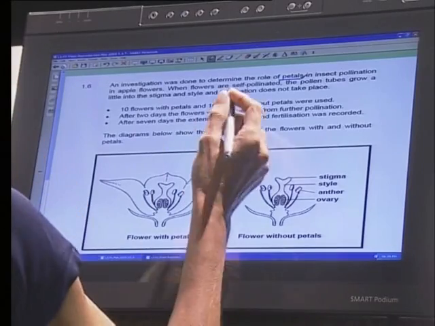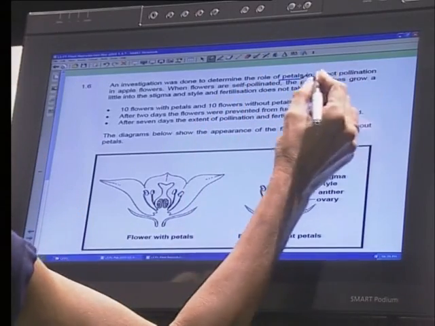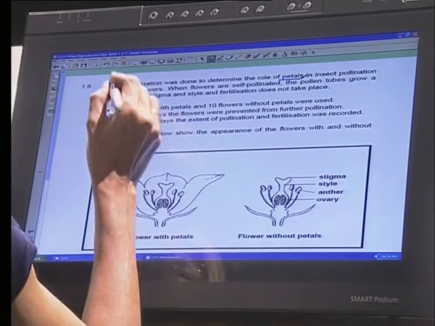You follow? Does that make sense? Yes, it does. All right. So now, determine the role of petals in insect pollination in apple flowers.